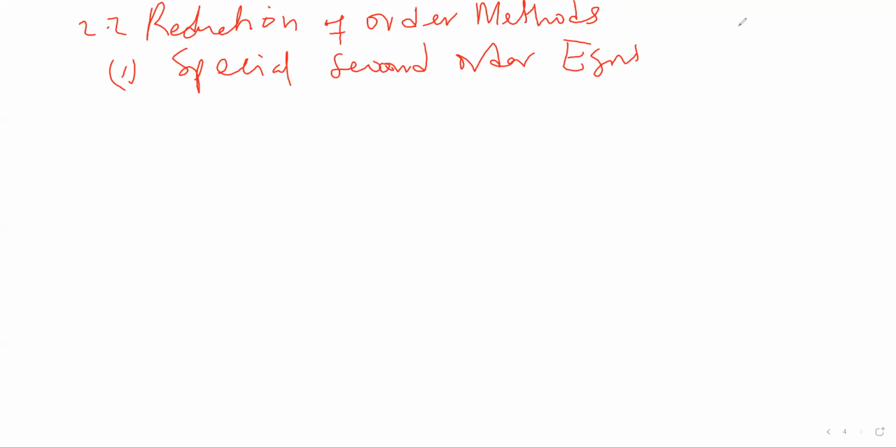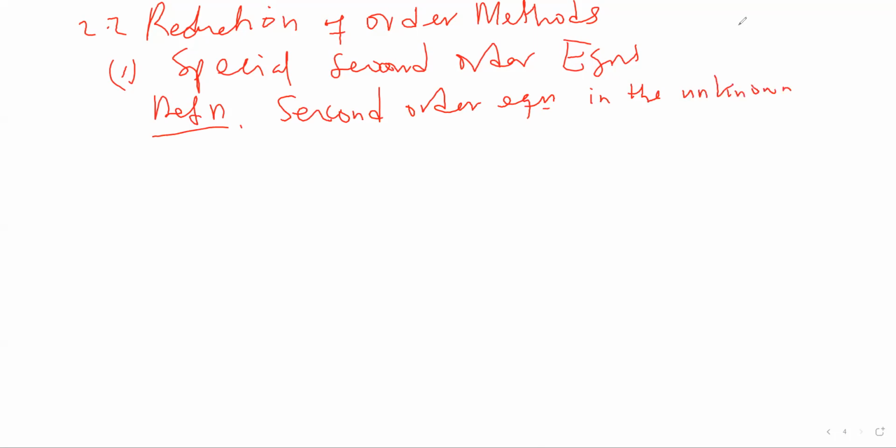In these cases, you're able to transform it into a first order equation for a new function. So if I have to define it, a second order equation in the unknown y is y prime prime equal to f of y prime. So this is the second order equation in the unknown y.